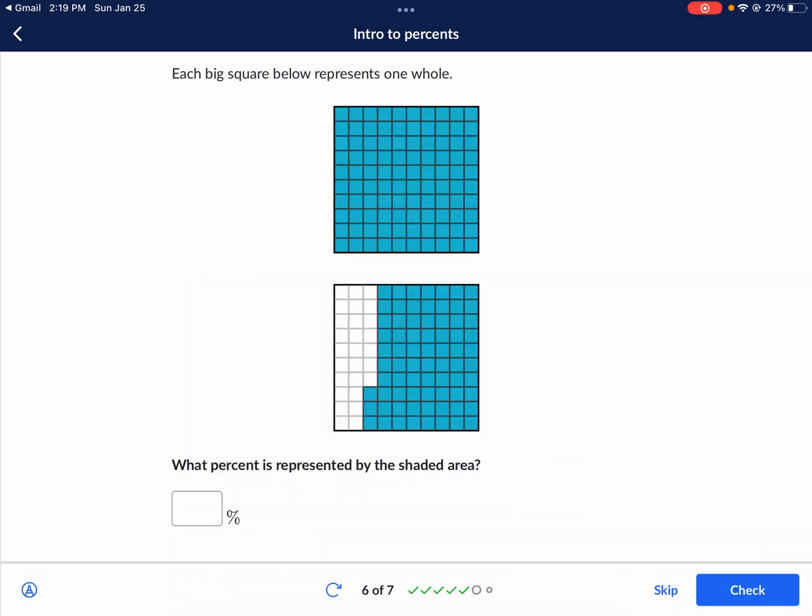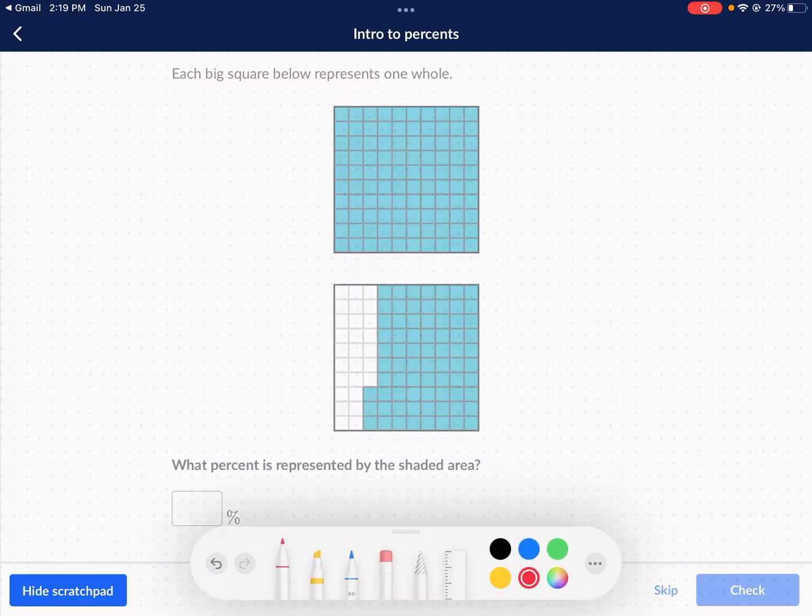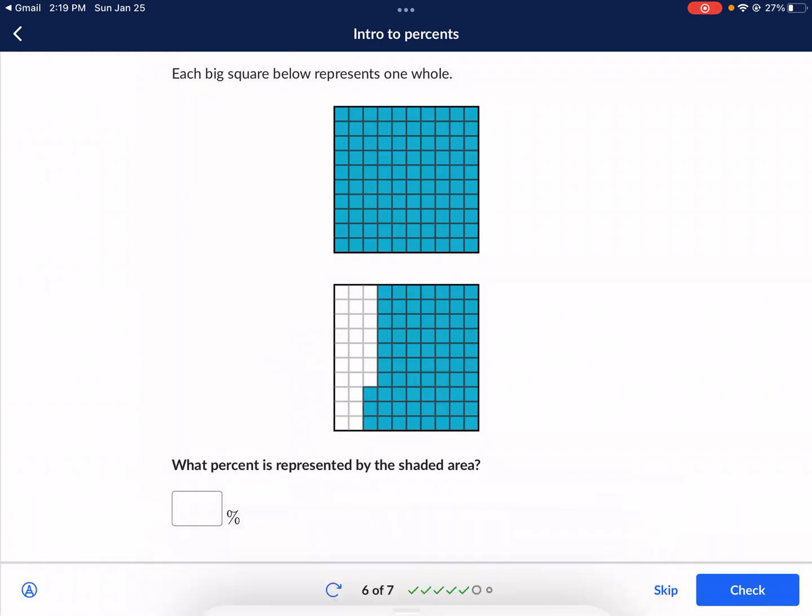Okay, so this one I have the top completely filled. That's 100. The bottom one, this one looks a little tricky. It looks like I have 73, so 173. I don't even know why I got my scratch pad out, but we have 100. This one is 73, so 173%.